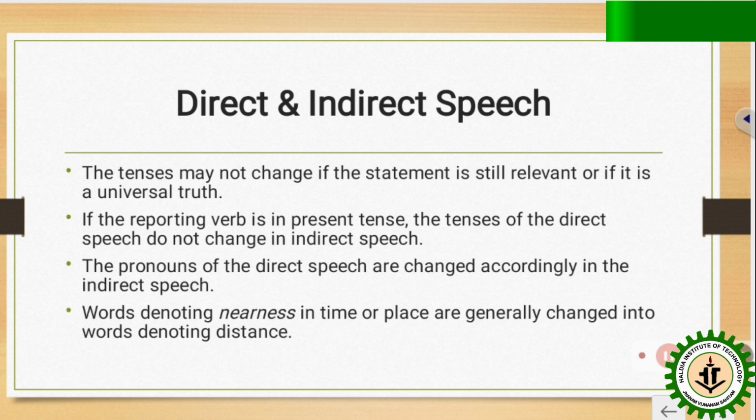We cannot say that the teacher said that the earth went around the sun, because it is a universal truth because of which even if the reporting verb is in past tense, we have to keep the simple present tense intact here. We cannot change anything. The next point says, if the reporting verb is in present tense, the tenses of the direct speech do not change in indirect speech.